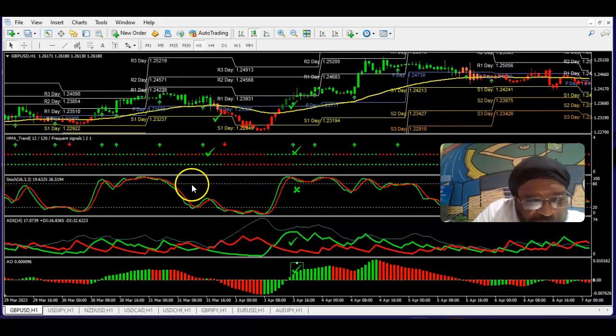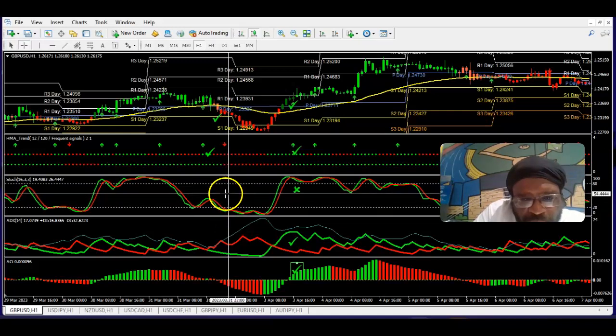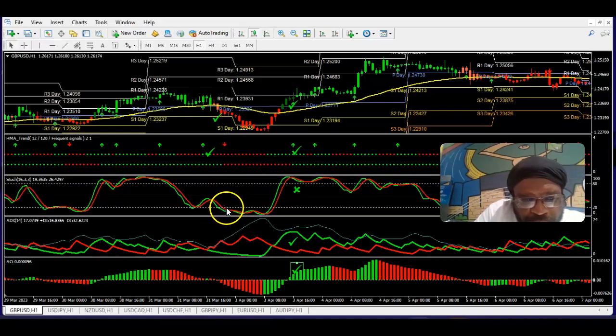Red, the stochastic must be coming over from the 80. It must be a crossover, red over green. Do we have this red over green cross? Yes, we do. We have it right here, red over green. When we line it up, it's still red over green at the bottom. That's okay. We're going to take this as a check.